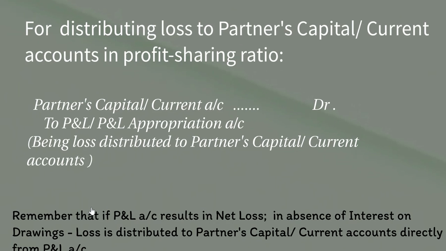In the case of distribution of loss, it's partner's capital or current account debit to the profit and loss account or profit and loss appropriation account. We may recall that where the profit and loss account results in a loss and there is no interest on drawings, it's directly transferred from the profit and loss account to the partner's capital or current account. On the other hand, where there is interest on drawings, it is transferred from the profit and loss appropriation account to the partner's capital or current account. So that's why I have put profit and loss account or profit and loss appropriation account.